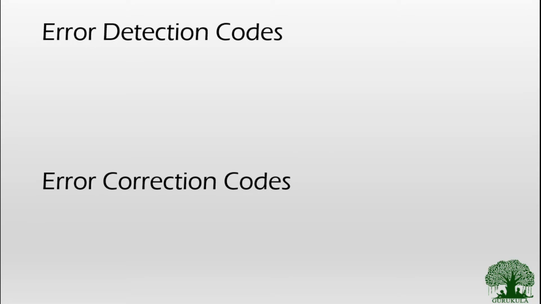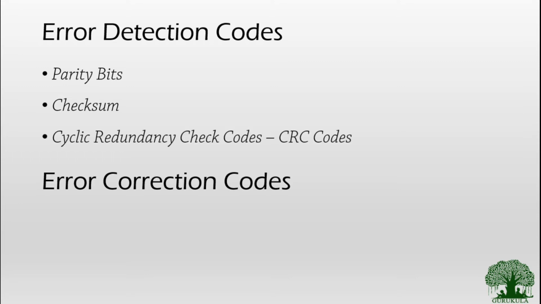In the past few videos we were discussing the various sets of codes which are used for error detection and error correction, especially by the data link layer. As far as error detection codes are concerned, we discussed three codes. The first one is parity bits, the second one is checksum, and the third one is cyclic redundancy check. All these codes are capable of only detecting the errors. They will just tell you whether there is any occurrence of error in the received stream of data or not.